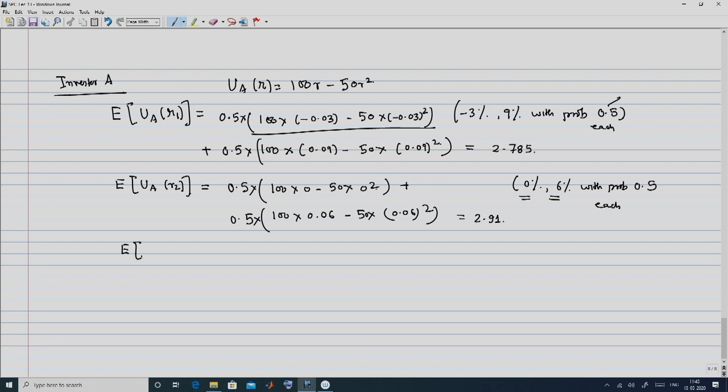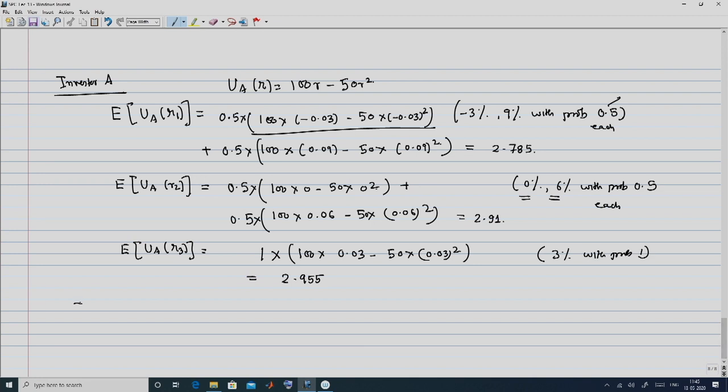Similarly, the expected utility of R3. Remember that in case of R3, we had 3% with probability 1. So, that means that it is going to be 100 into 0.03 minus 50 into 0.03 square is the utility value, and of course, this is multiplied by probability of 1, and this turns out to be equal to 2.955.